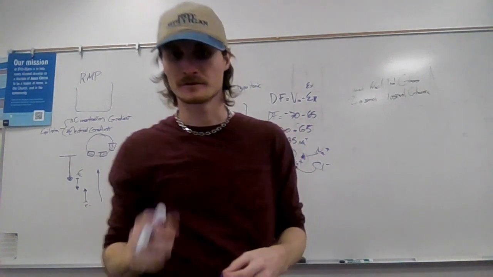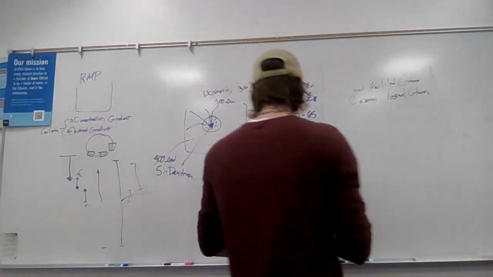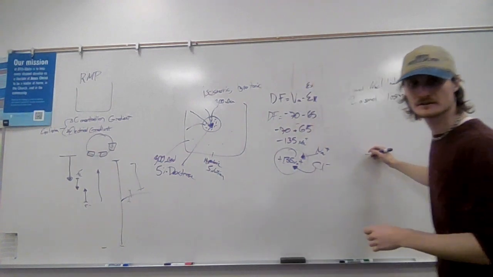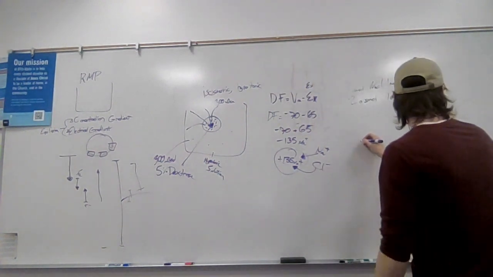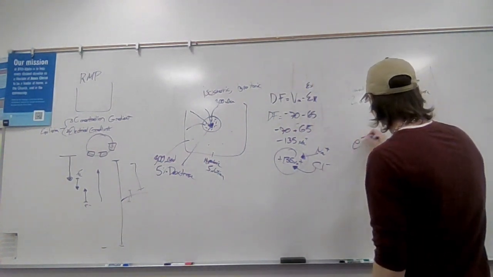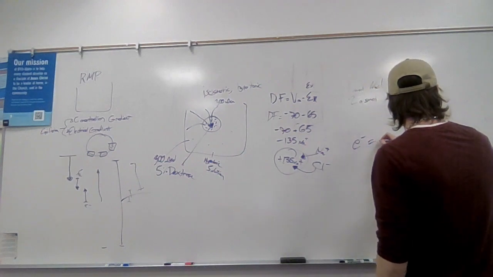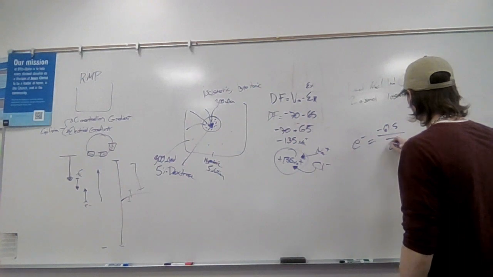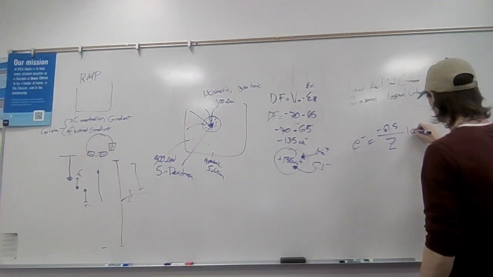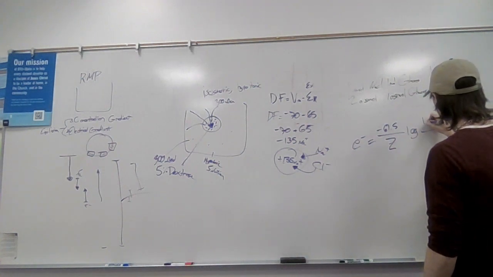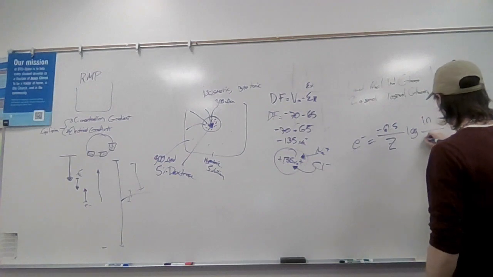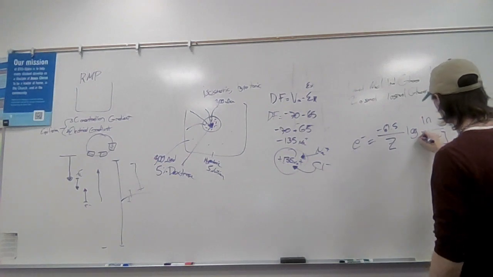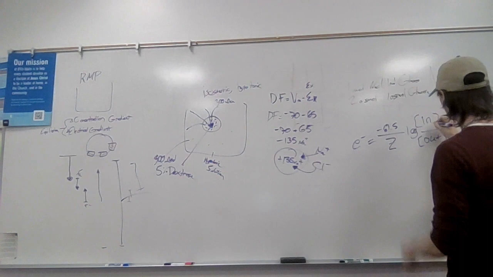So that's driving force. What was the other thing? Nernst equation. So the Nernst equation, can you see over here? Yes, you can. Okay. So the Nernst equation is going to be Ex equals -61.5 over Z log in over out. And these are going to be concentrations, so we're going to have brackets.